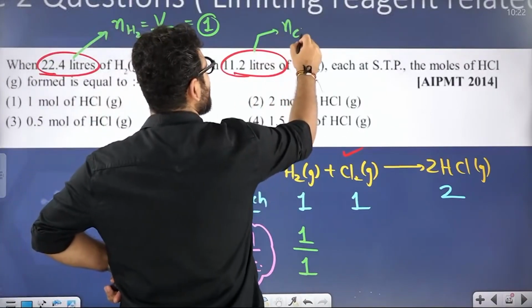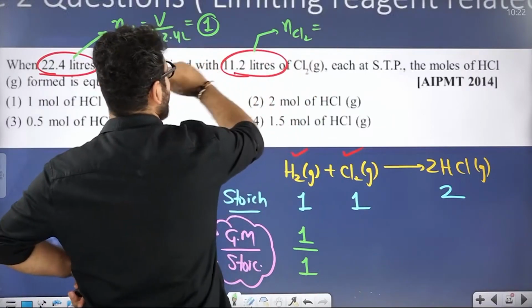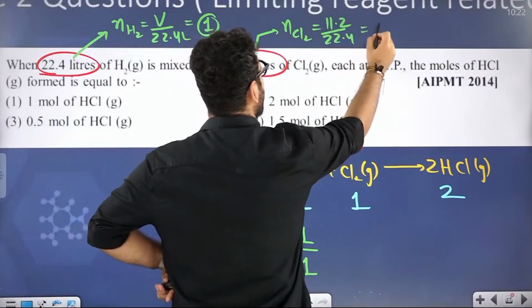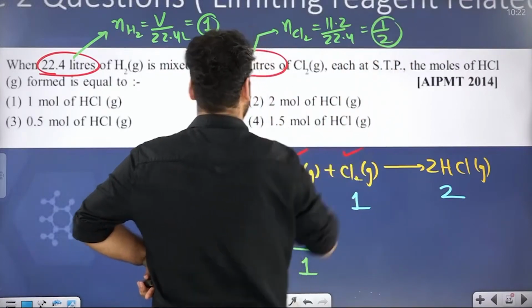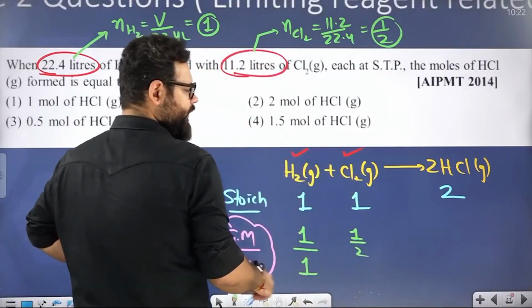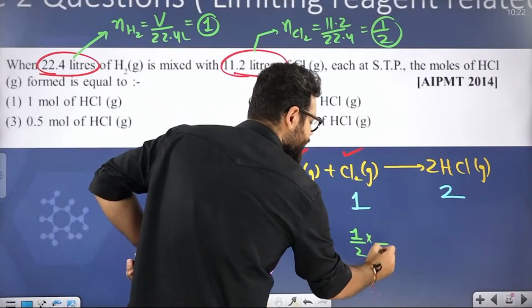Chlorine is given 11.2 liter. So moles of chlorine are volume by 22.4, 11.2 by 22.4, which is 1 by 2. Given moles 1 by 2. Stoichiometry 1. 1 by 2 divided by 1.